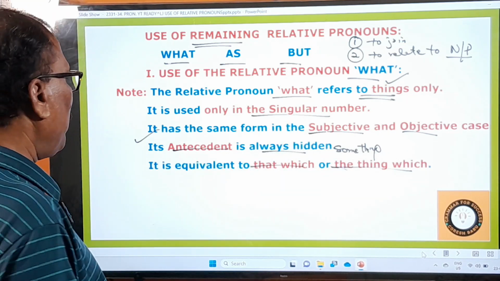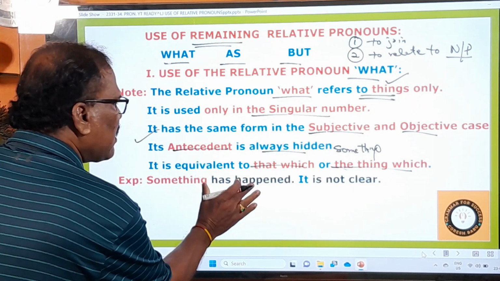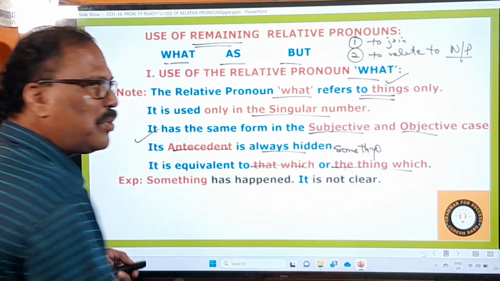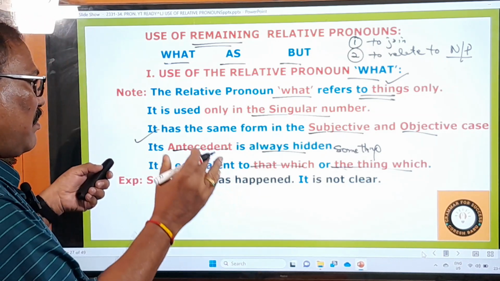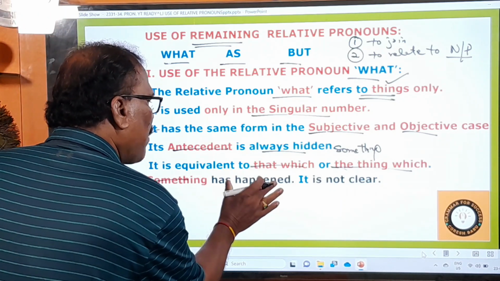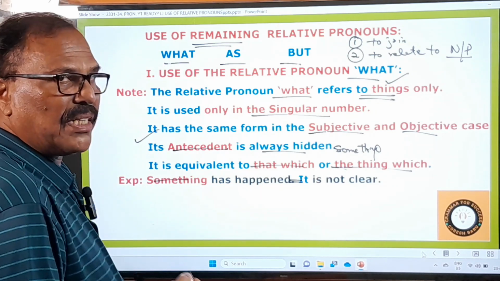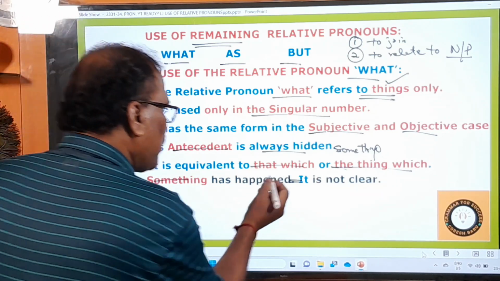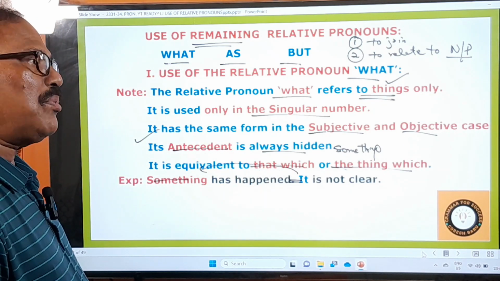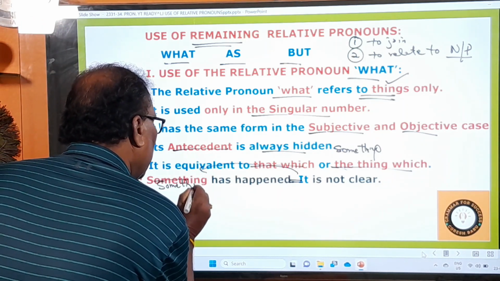Here I'll give you one example to make you understand the use of this what. Here you see, something has happened. This is one sentence. It is not clear. This is the other sentence. Here are given two statements or two sentences. Now, how to join them together? So here, something has happened. See, instead of this something, in the second sentence we have used it. That means this it is referring to this something. And how to connect these two sentences together? Actually it is supposed to be connected like this.